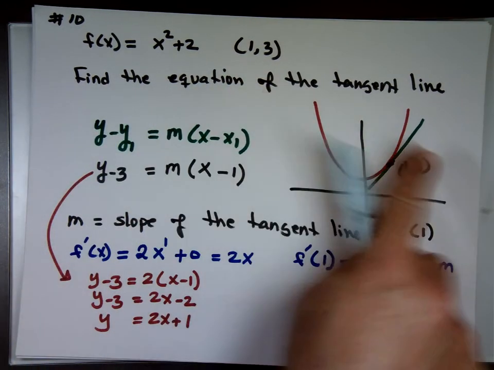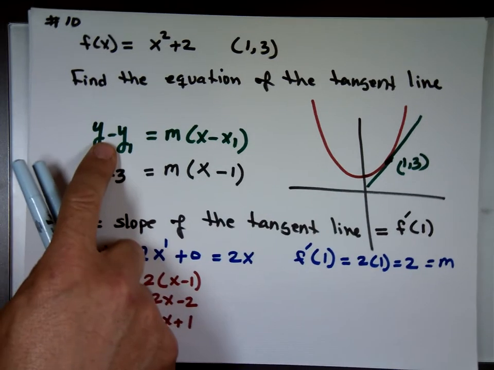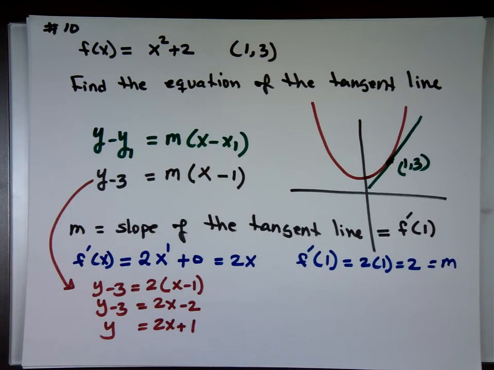So to find the equation of any line, we use that one. Y minus y sub 1 equals m times x minus x sub 1. So I need 1 point and the slope. They gave us the point. They didn't give us the slope. We had to go fish for it.